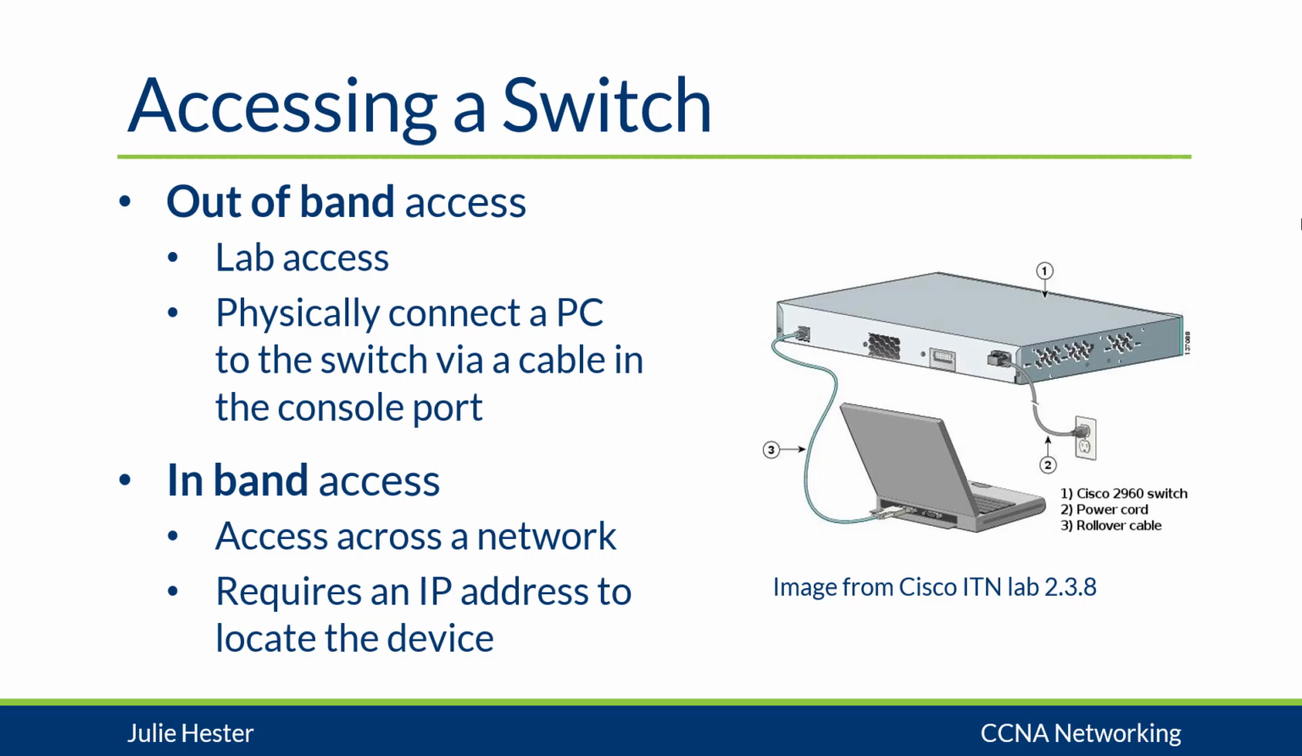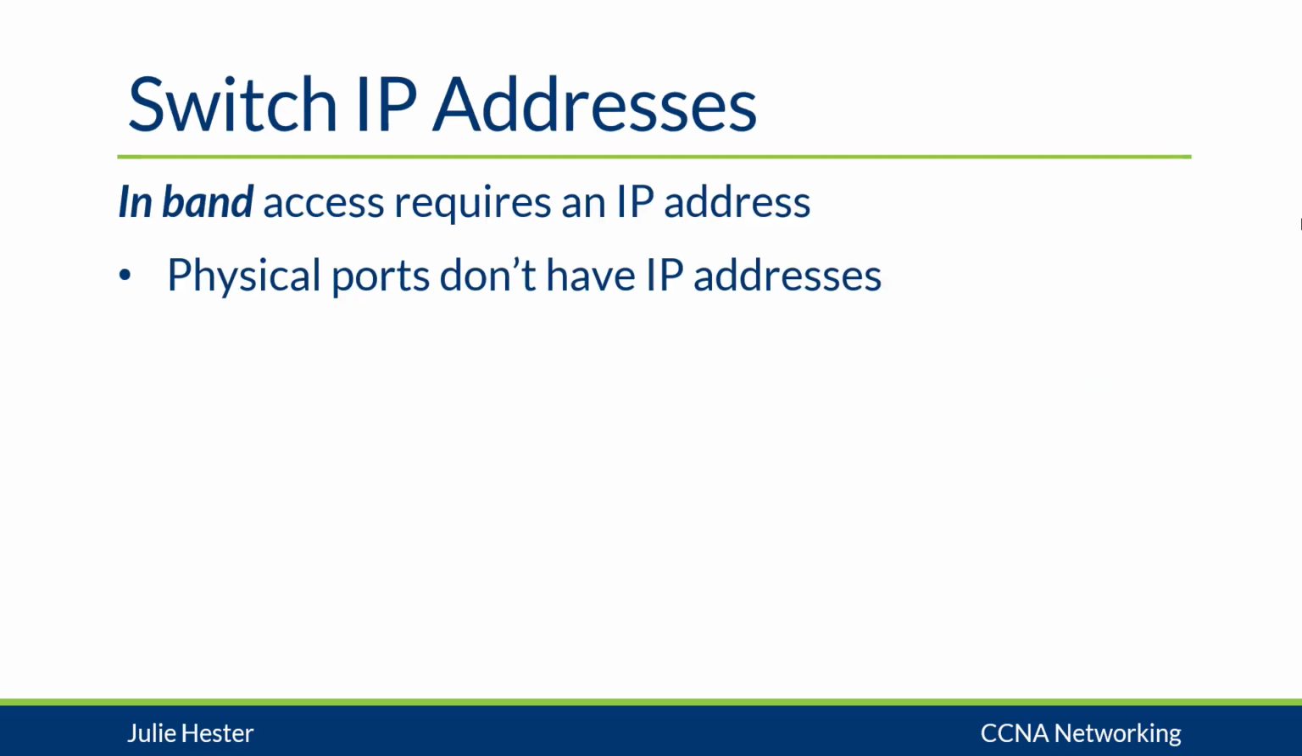So, how do we get an IP address on a switch? Well, here is the problem. Switches are layer 2 devices with physical ports that can't have IP addresses. Layer 2 devices don't have IP addresses. IP addresses go on layer 3 devices.